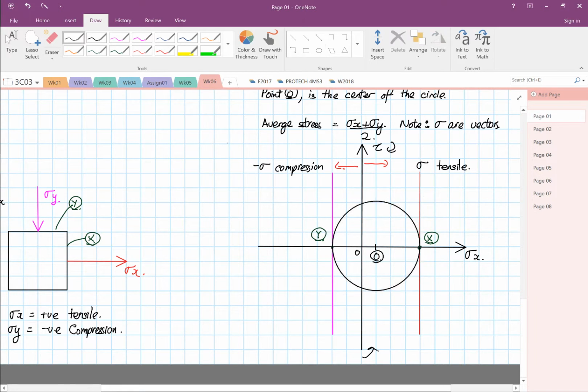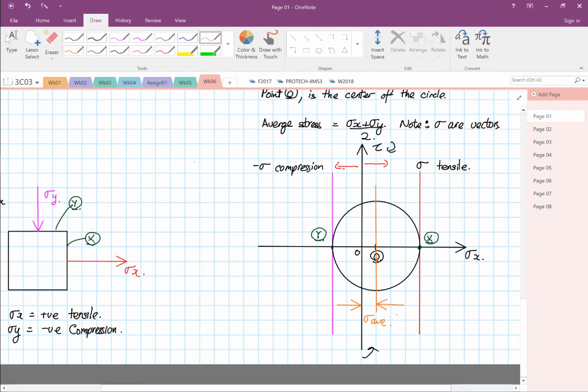Okay, so again, likewise, you can also find out that over here, this is our average stress from here to here, and then again from here to here, right? This is our stress average.